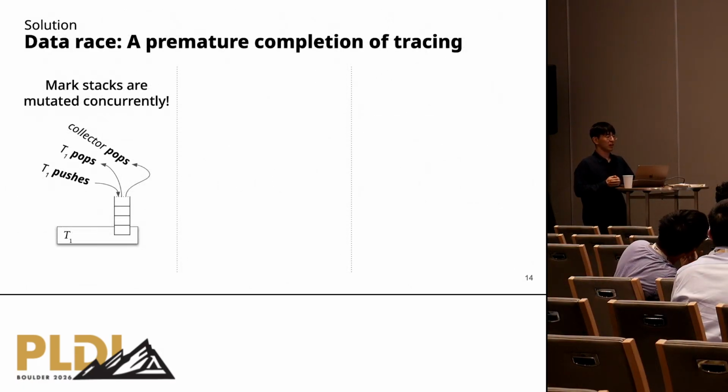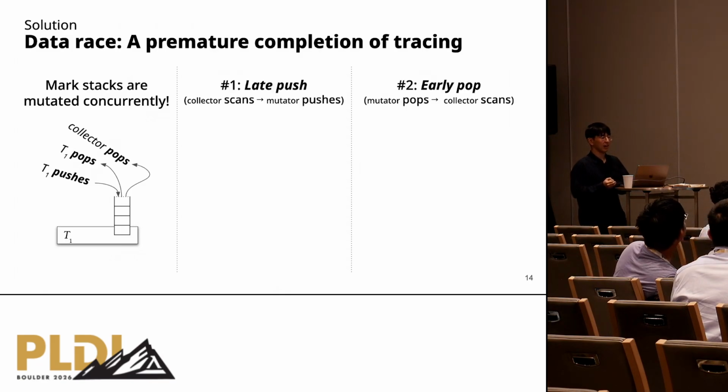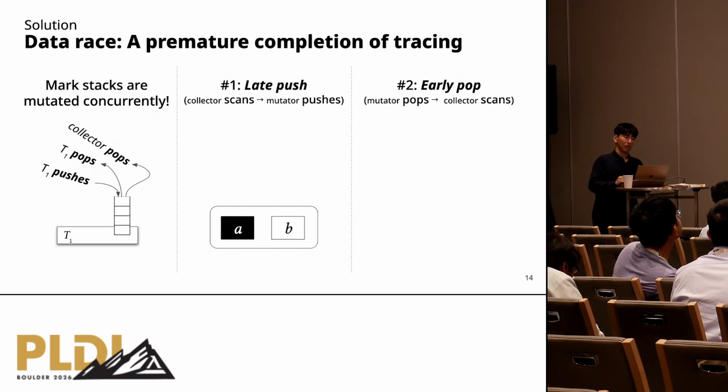But once concurrency comes in, this is not so simple, because mutators help with tracing too. So a mutator and the collector can touch the same mark stack at the same time. That creates two data races, and both prematurely complete tracing. The first one is late push.